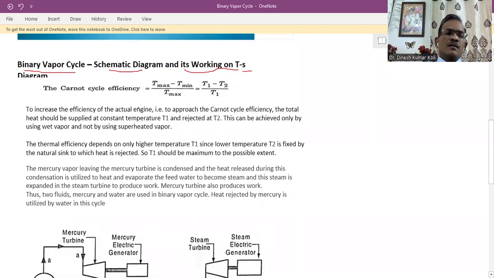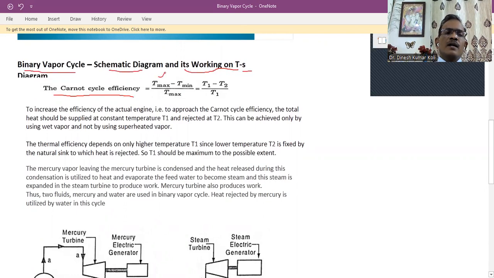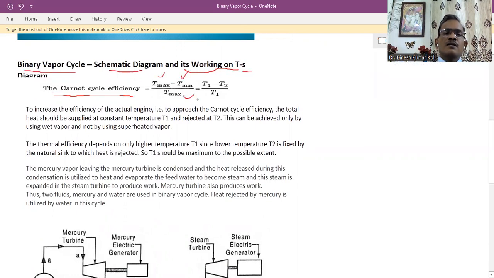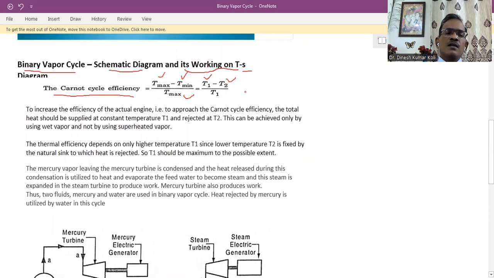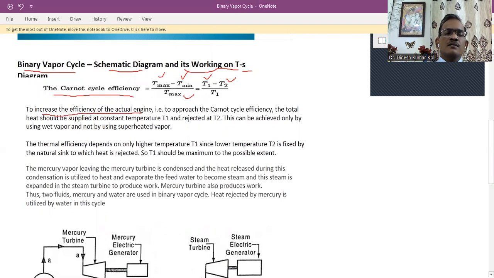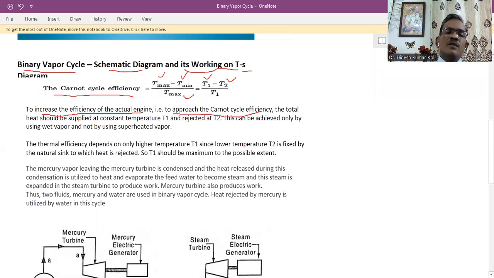Now, as we know that the Carnot cycle efficiency is given as T max minus T min upon T max. Here T1 is shown as the T max, T2 is shown as the T min. So here actually T1 is the heat source temperature and T2 is the heat sink temperature. To increase the efficiency of the actual engine, that is to approach the Carnot cycle efficiency, because Carnot cycle efficiency, even though it is the hypothetical cycle, gives the maximum efficiency, we try to approach this efficiency.